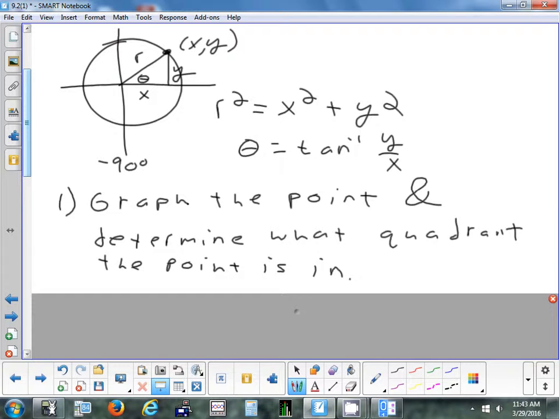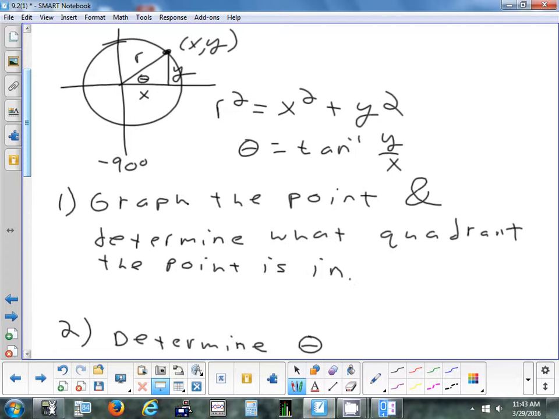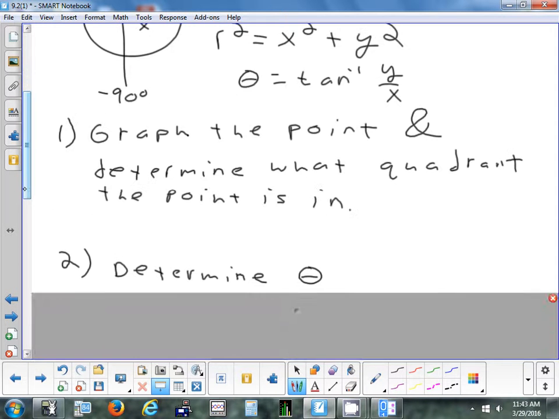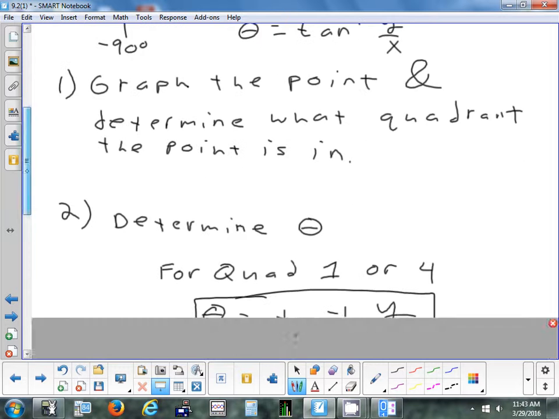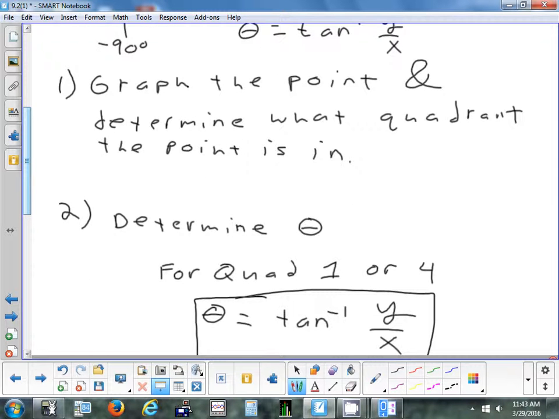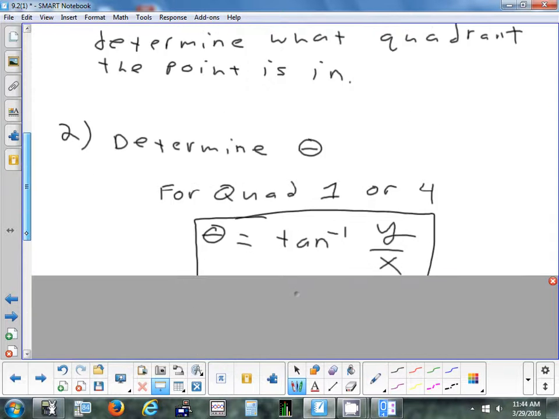But the first thing you want to do is graph your point, because the quadrant that it's in is going to change how we determine theta. If you graph it and you're in quadrants 1 or 4, just use the formula we just put up on the board. Theta is inverse tangent of y over x. But if you end up in quadrants 2 or 3, we have to add something in front. Okay, what do you think you'd have to add? 180, yeah. Or pi if you're doing it in radians.